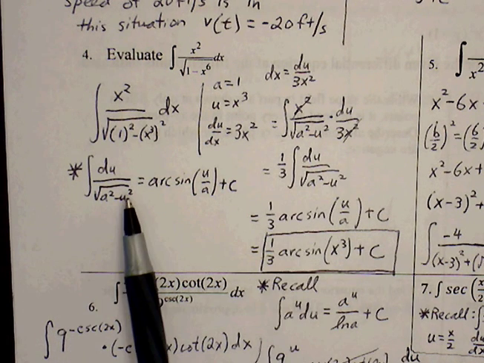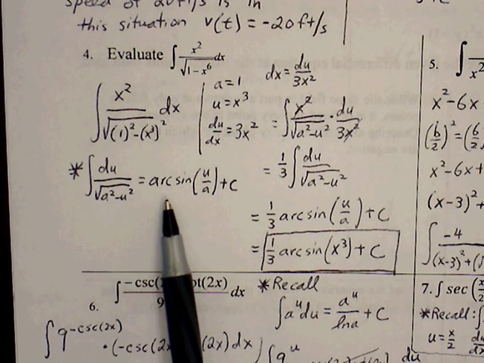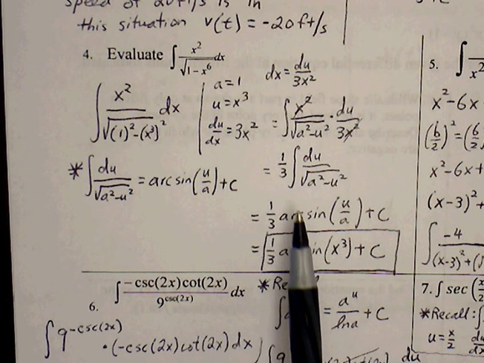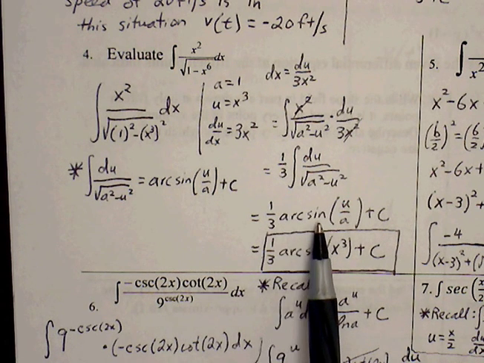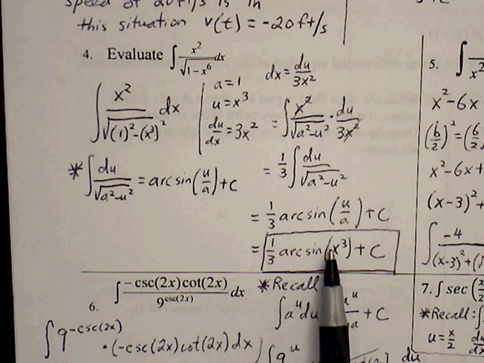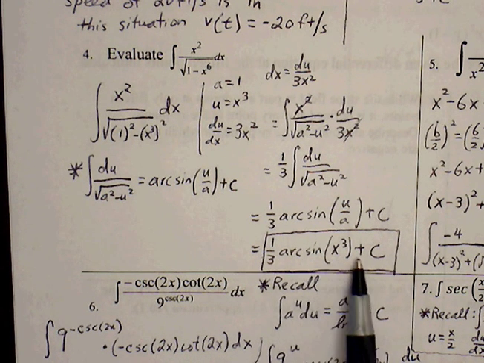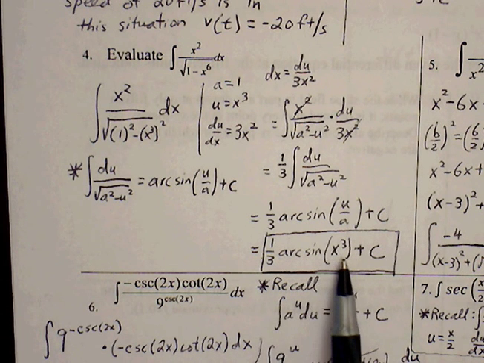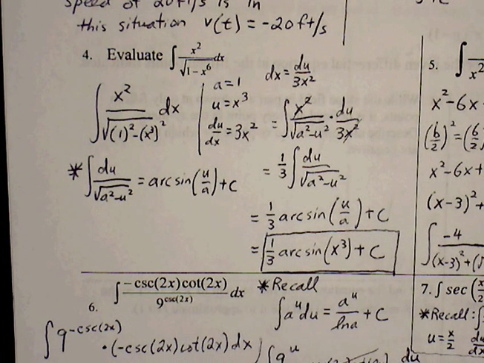Everything is in place for us to apply the arcsine rule. So we have to hold on to the coefficient, so 1/3. Arcsine of u over a plus c, so therefore 1/3 arcsine of x cubed over 1 plus c, and x cubed over 1, we can just write as x cubed.